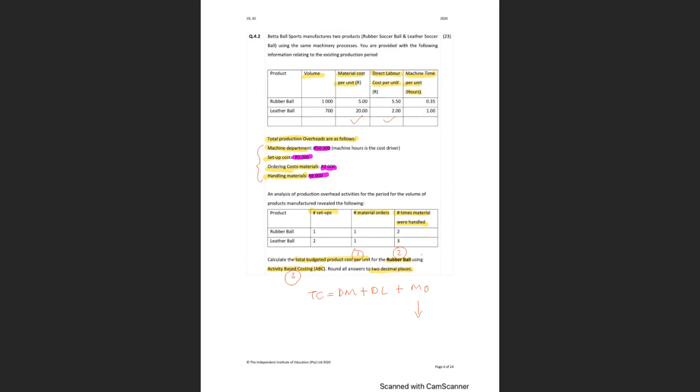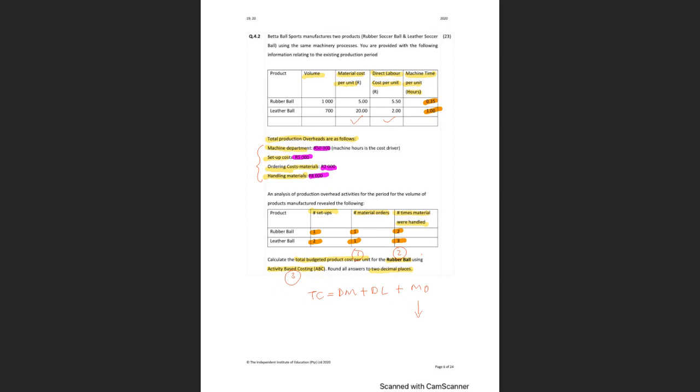Step 3 now is to determine your cost driver volume. So your volume is also given to you. It has been provided here at the bottom. So I'm also going to change the color of this. This was for your setups. This was for your material orders. These were for the number of times your material was handled. So they gave you that, and then also for your machining, they gave it to you at the top, but we need to do a bit of conversion there. So step 3 is also done for you. So that's step 1, 2, and 3 of the 5 steps of ABC done.